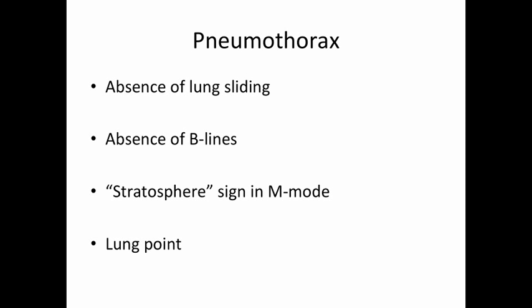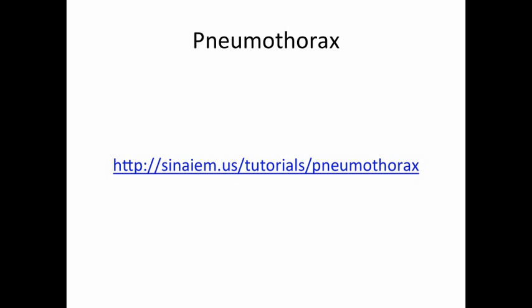Pneumothorax is defined by an absence of lung sliding, as well as an absence of the B line. So those were those rockets, the vertical lines, or searchlights that come down from the pleura. And when you put this into M mode, you would see the stratosphere sign. And I'll go over what lung point is in a second as well.